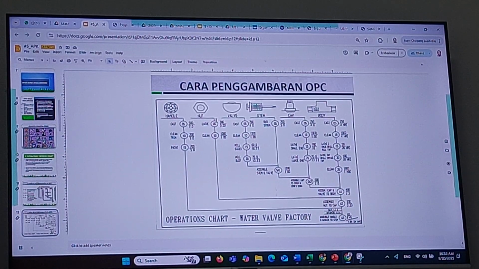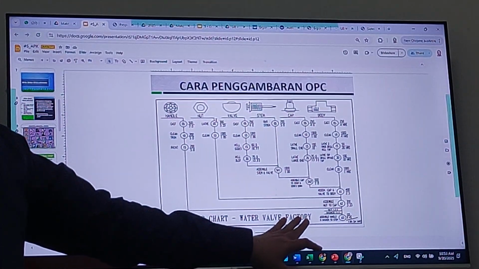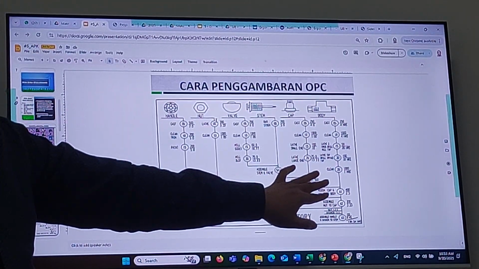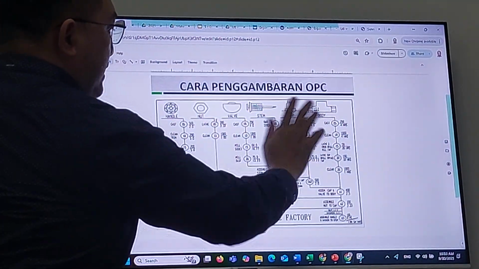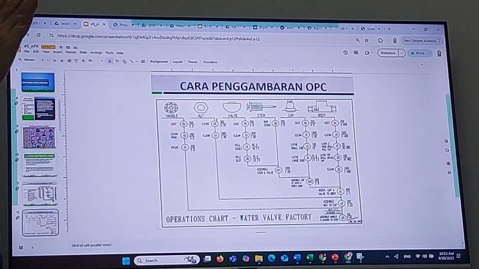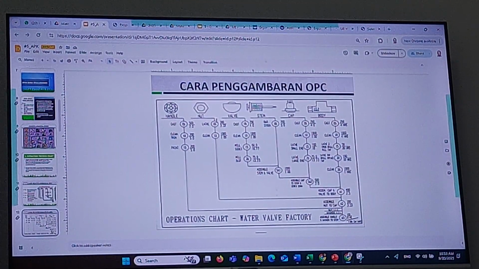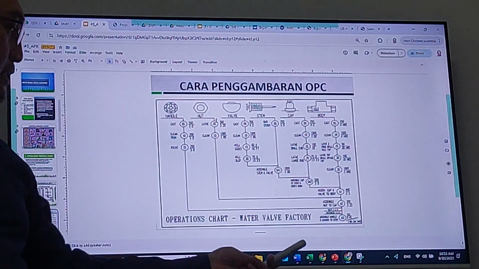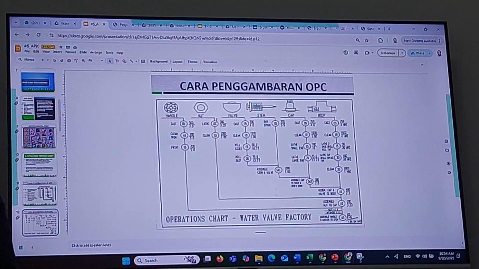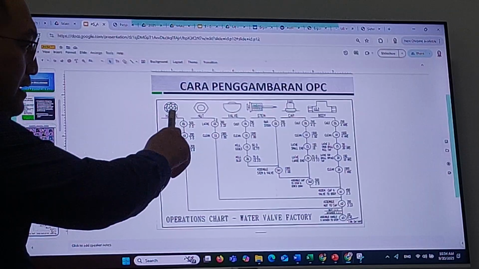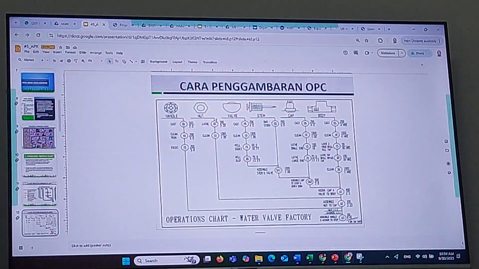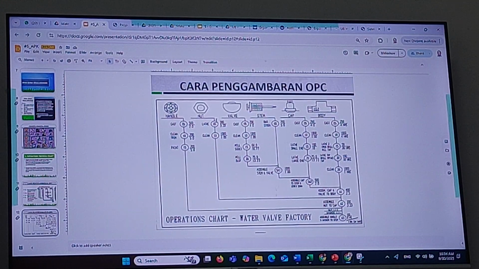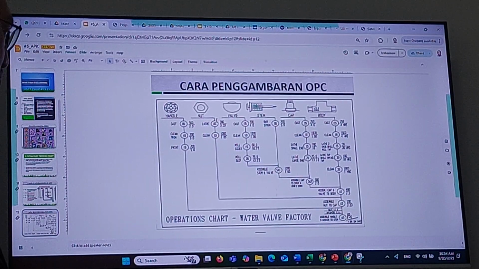So it is about the water valve factory. The main part is the body, right? So the main part you should put on the right side at the end of this OPC, because the body is the main part of this water valve, and the small things you can put on the left side of this main part. Can you imagine? And then please do not do it like this.